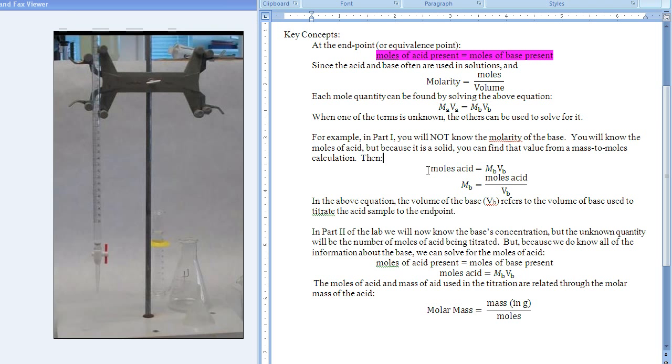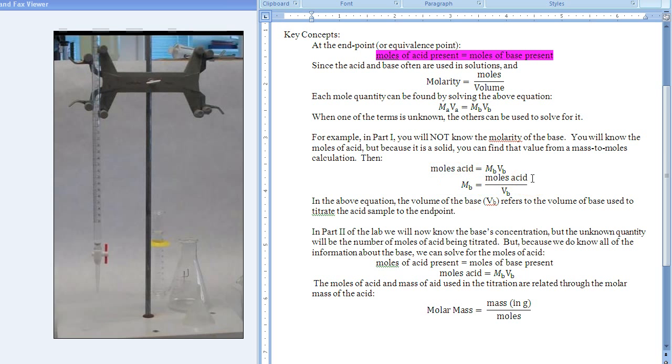The base, on the other hand, will be added to the flask via the titration in the form of a solution. So it's still appropriate for the base to think of its moles as coming from molarity times volume. But we don't know the molarity of the base at this point. It's something we'll have just made and not yet calculated. So we can solve this equation, moles of acid equals MbVb, for the unknown molarity of the base.